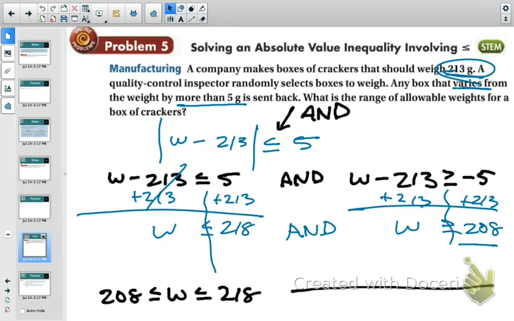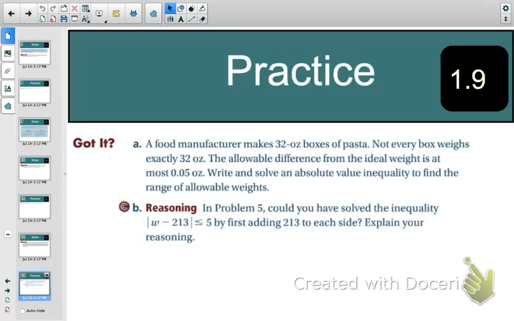If we wanted to graph that, we put 208 over here somewhere, 218 over here. They're filled in circles because it's equal to. Then we would shade anywhere in between. So the box of cereal or whatever we're talking about, crackers, can weigh anywhere between 208 and 218, and that would be acceptable. Okay, if it weighs outside of that range, then the quality control inspector is going to be mad, and someone's probably going to get fired. But that's none of my business. So, all right.